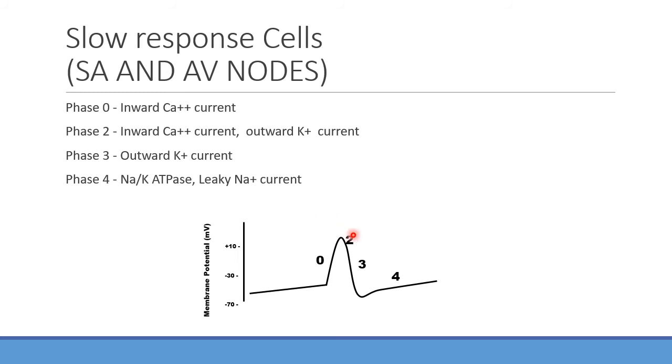So when you get to phase 2, notice it's not really a phase 1, so to speak. Phase 2 is still a little bit of calcium coming in, but mostly potassium flowing out. Then in phase 3, the calcium channels close and it's all potassium flowing out. Then finally you get back down to phase 4 again, where the sodium potassium pump is still working, but you still have a little bit of leaky sodium.